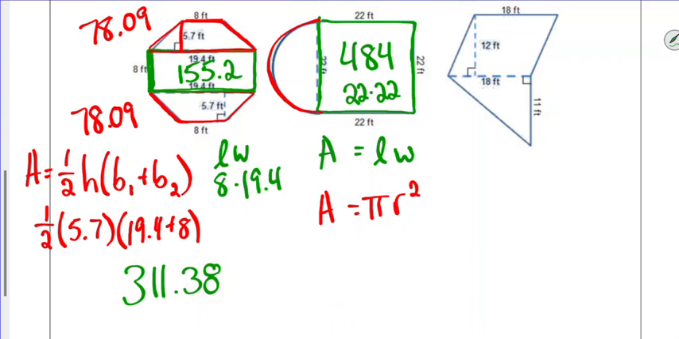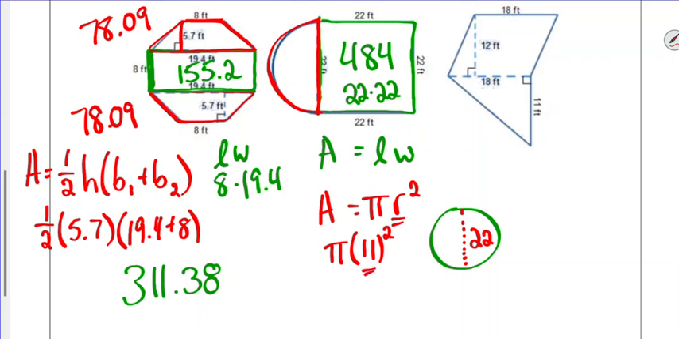Alright, now we got to think about this red half circle. So I'm going to draw that whole circle just so I can imagine what that really looks like and decide whether that 22 is the diameter or the radius. That dashed line goes all the way across our circle. So 22 is the diameter of that circle, so I really can't use that for the radius. I have to cut that in half. I'm going to use pi times 11 squared. Divided 22 by 2 to find out the radius is 11. And then we can multiply that together.